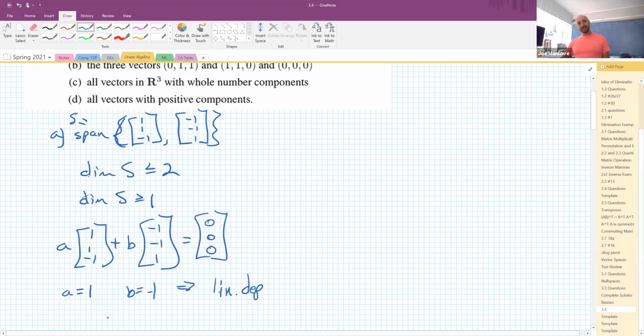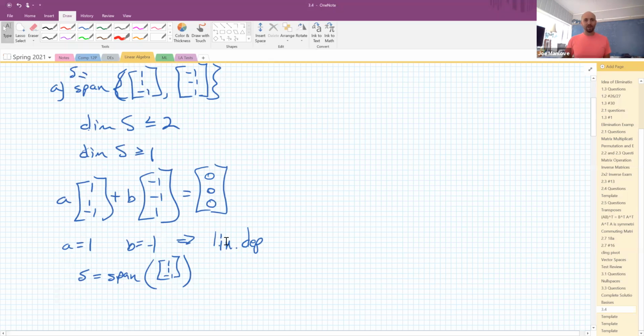What that means is that I can do without one of them. So I can say S is also the span of, and because there's two, I can just pick one. So it's also the span of the single vector 1, 1, -1. That should really probably have curly braces around it, but I'm getting a little lazy with my sets of one element. Python has taught me to be lazy.